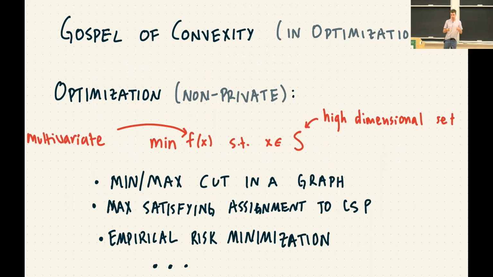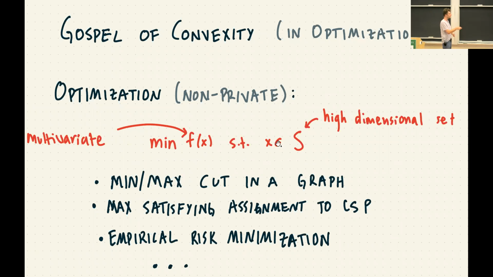Okay, so let's switch gears. Let's leave privacy behind for a second. I come from the field of algorithms, actually, and the particular perspective that I take on algorithms always involves convexity. So I come to sing the gospel of convexity. What do I mean by optimization? Here I mean something extremely broad. Optimization is just what you're doing when you want to minimize or maximize some function over some set.